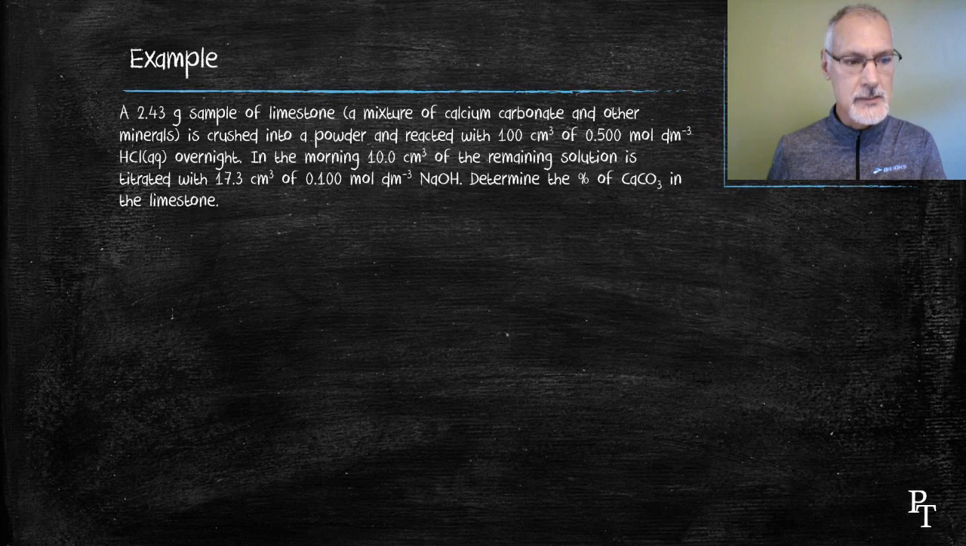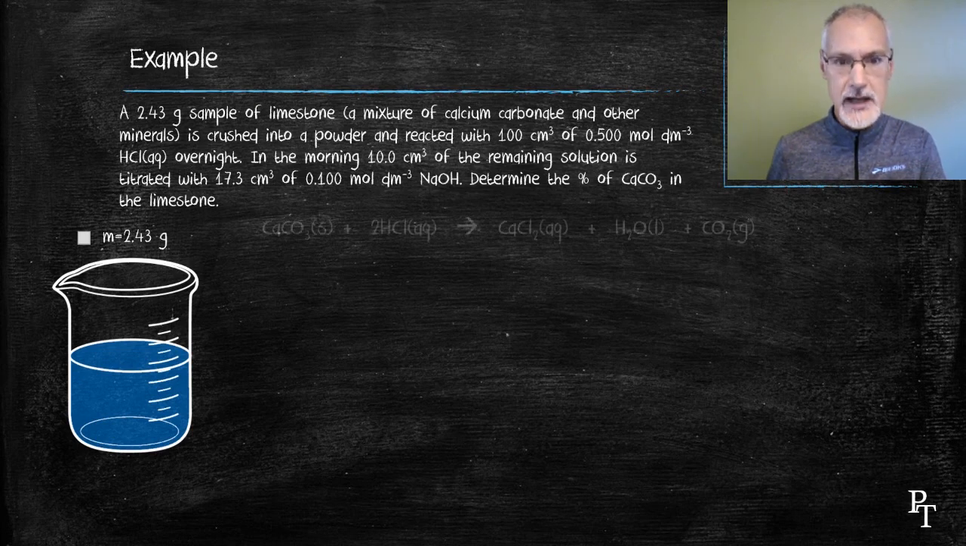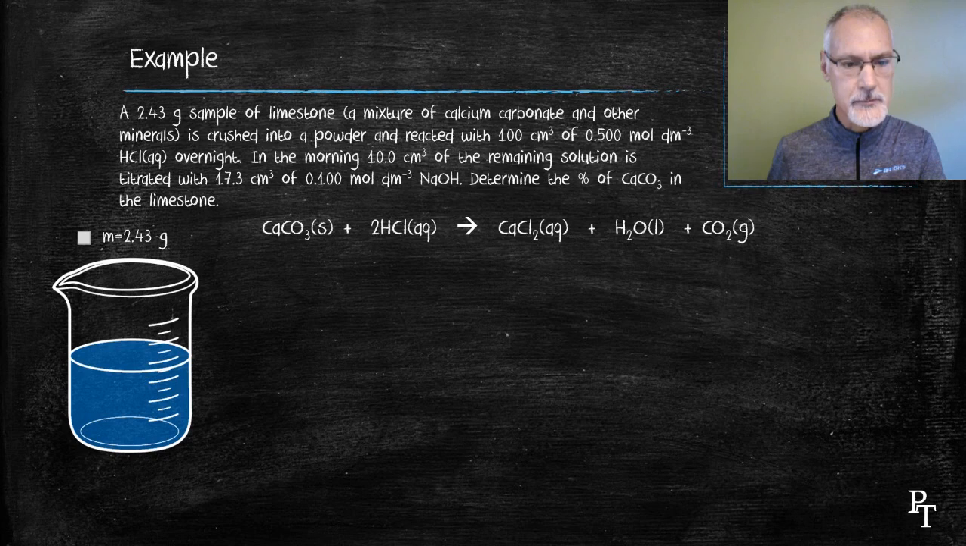I have a sample of limestone, 2.43 grams. Now limestone is a mix of calcium carbonate and some other minerals. This is then going to be added to 100 milliliters or 100 cubic centimeters of hydrochloric acid and allowed to react by this reaction, and it's already been balanced for you. The next morning, 10 cubic centimeters of the remaining solution is further titrated with NaOH. We have to determine the percentage of calcium carbonate in the limestone.